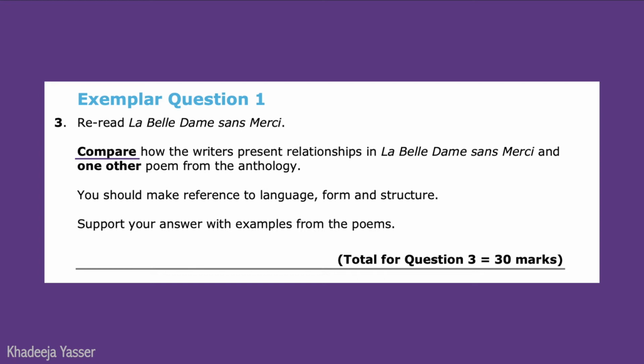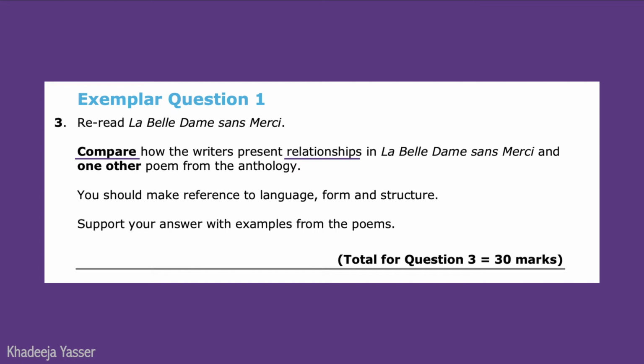What do we have to compare? Okay, let's read. Compare how the writers present relationships in La Belle Dame Sans Merci and one other poem from the anthologies. Okay, so we got our keyword here, just like I said before. The keyword for this question is relationships. That's what we have to focus on. Now, they've given us a choice between La Belle Dame Sans Merci and one other poem. So now it's up to you. You can choose any other poem that you think you can compare properly with La Belle Dame Sans Merci, and also it has to be focused on relationships.